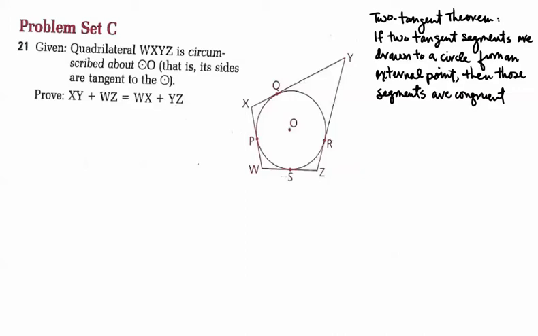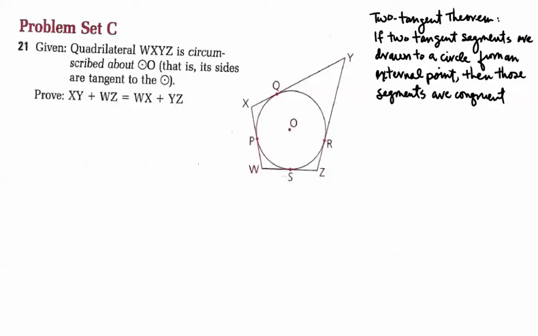Now, the strategy for this proof is going to use what is called the two-tangent theorem, which states that if two tangent segments are drawn to a circle from an external point, then those segments are going to be congruent. And so let's get started with our proof here.